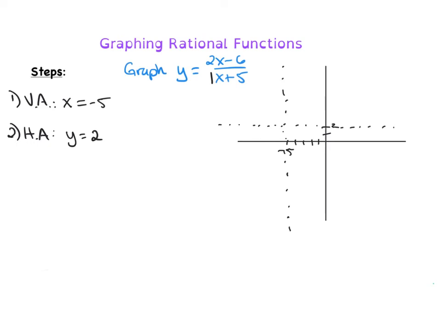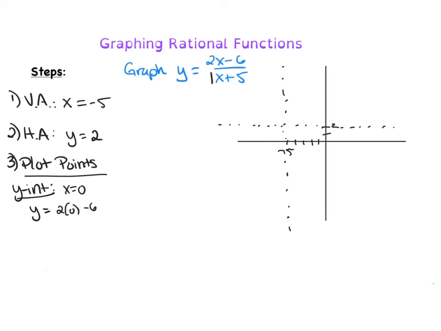There's my horizontal asymptote. Okay, last but not least, we want to plot a bunch of points. Well, not really a bunch, as few as possible. And definitely start with your intercepts. So to find the y-intercept, again, you're going to set x equal to 0. So this will be y equals (2 times 0 minus 6) over (0 plus 5).